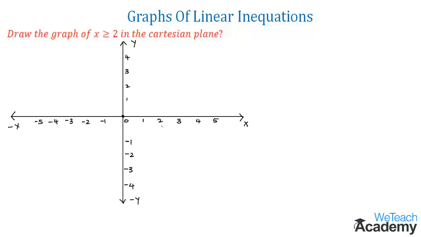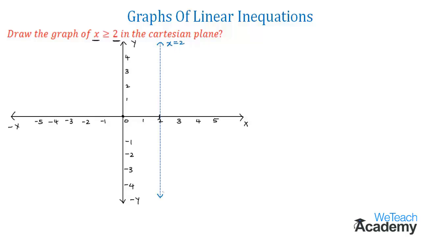And here, we have considered the scale of x and y-axis as 1 unit. And now, let us mark on the x-axis the value 2. So we get a point over here. And now let us draw a line parallel to the y-axis. So we get a straight line for the equation x is equal to 2.